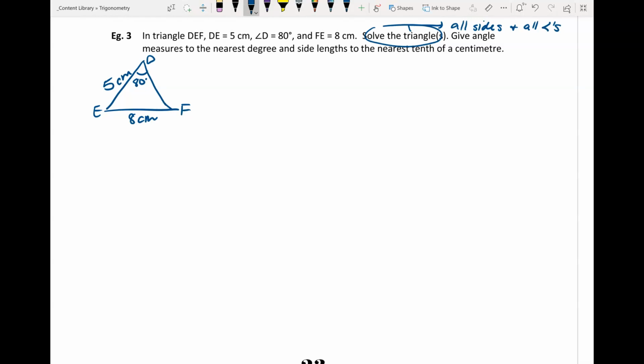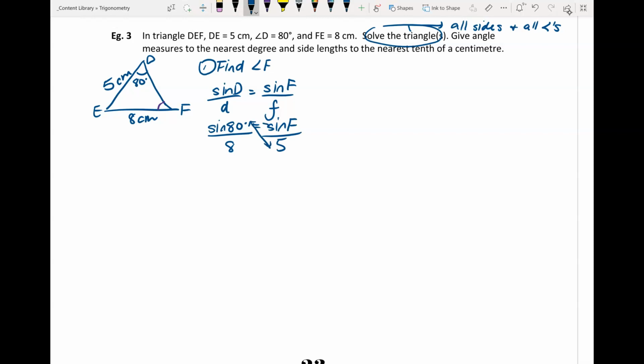Alright, so the first thing I can do is probably use a sine law here. With the information that's given to me, I have angle D and side D, and I'm given side F, which means that I can find angle F because I have side F. So we're going to use a sine law to find angle F. So we have sine D over D is equal to sine F over F. D is 80 degrees, and side D is 8 centimeters. We're looking for angle F, and we know the side F is 5.